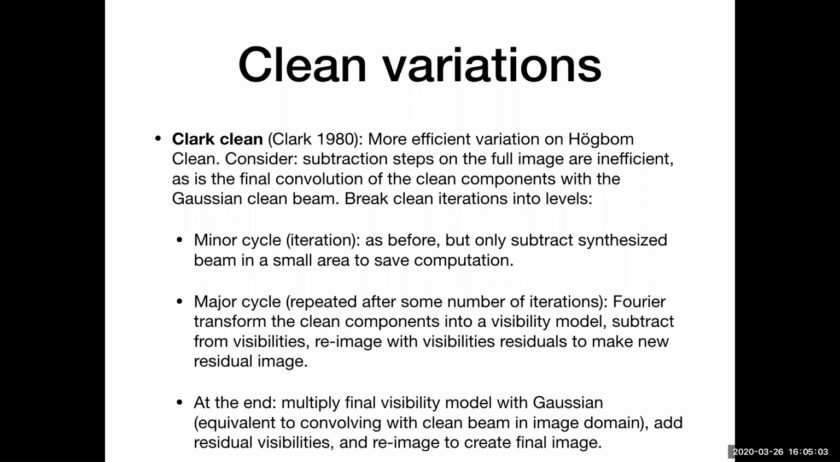And so at the end, you get your final clean component model, create a final visibility model, convolve that with your Gaussian to get your clean beam. And then you can add on the residuals in the visibilities and re-image. And the end result of that is you get a cleaned image like a Högbom clean image, but along the way, you've saved a lot of computation. So you can do a lot more iterations a lot faster. And so that's what's usually implemented these days. And so if you see in CASA major cycle, minor cycle, stuff like that, that's what it's doing in the background.